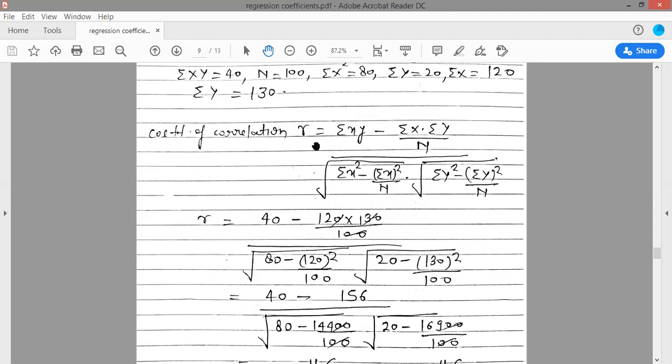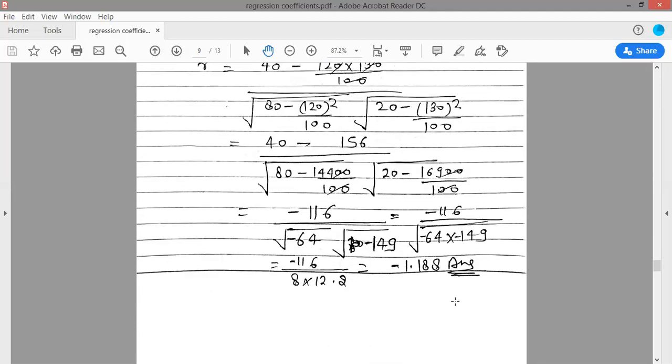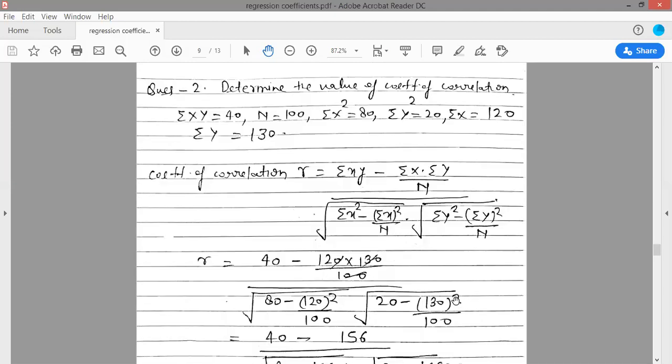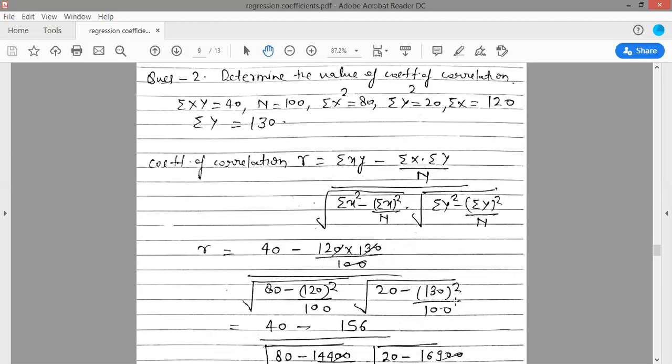So for the coefficient of correlation, r is equal to, we have our formula, summation xy minus summation x into summation y upon n, the whole upon square root of this one into square root of this one. So just put all these values here and calculate, and you will get your answer minus 1.888, right? If your data is given directly, then it is easy to calculate all these things. But if data is not given, then you need to find summation xy, summation x square, summation y square, etc.